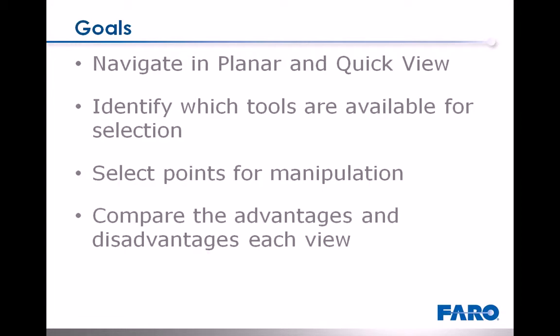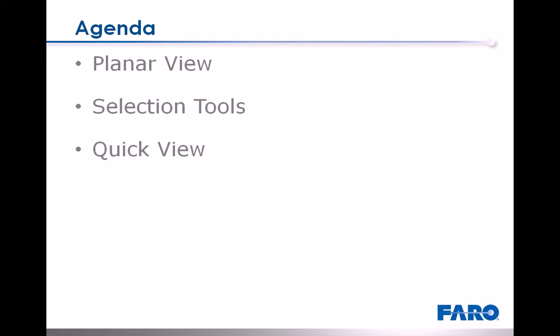By the end of this lesson, you should be able to navigate in both views, identify which selection tools are available, select points for manipulation, and be able to choose the best view for a particular use. This will enable you to display and select your data so that you can manipulate it with other functions later. We will start by looking at a planar view in Scene, then adding selection tools, and then we will look at using it all in a QuickView.